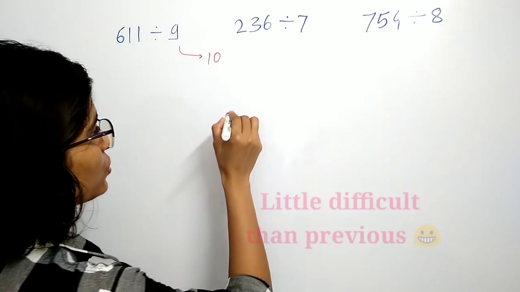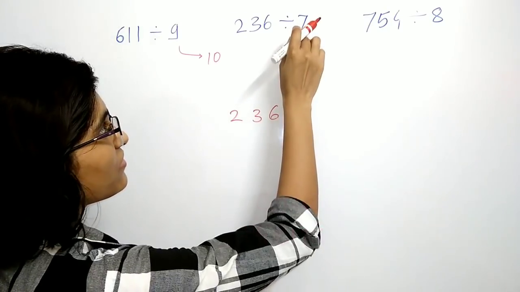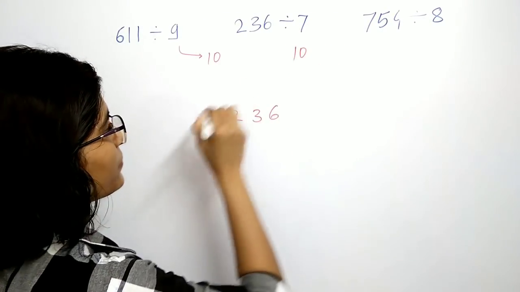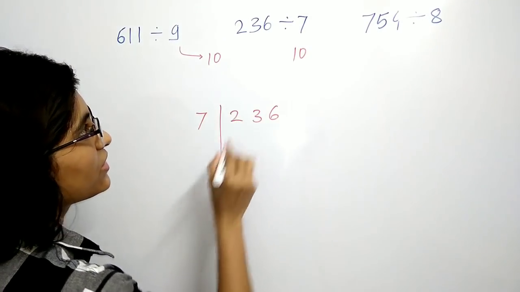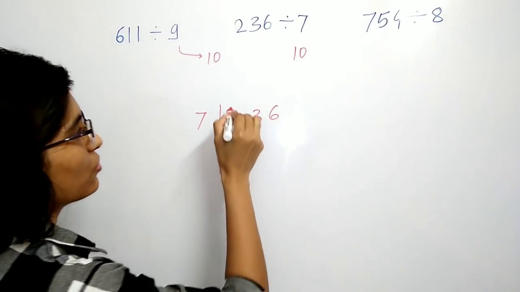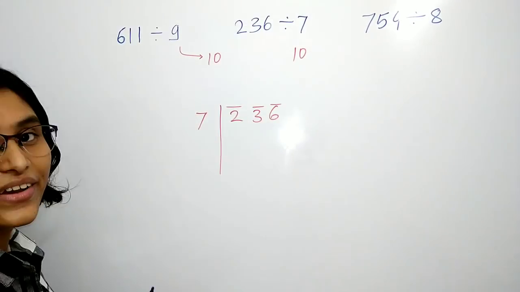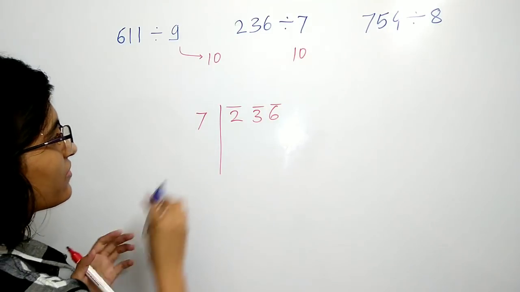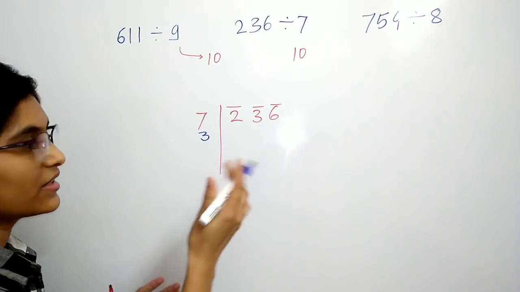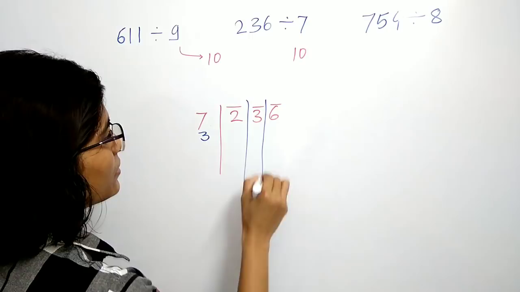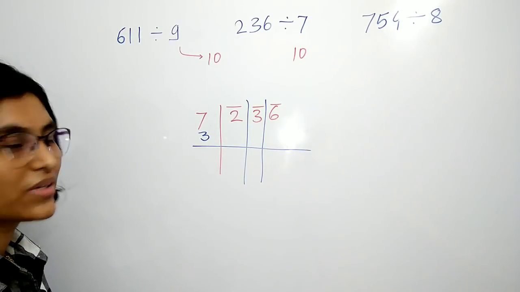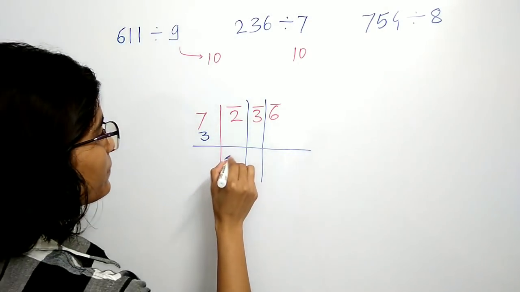So here we have 236 divided by 7. Now this 7 is closer to 10. So write 3 over here because 7 plus 3 gives us 10, right? 10 has only one zero. Partition this as 23 and 6. So now the next step is you take 2 as it is.